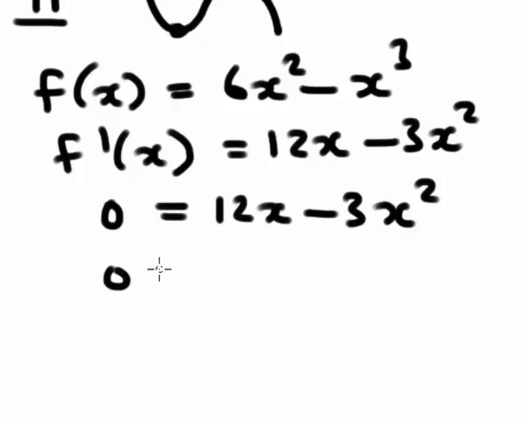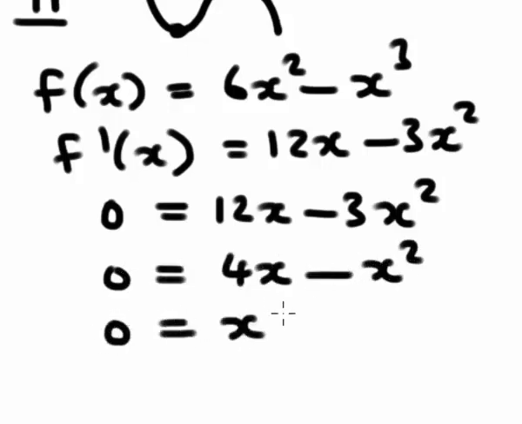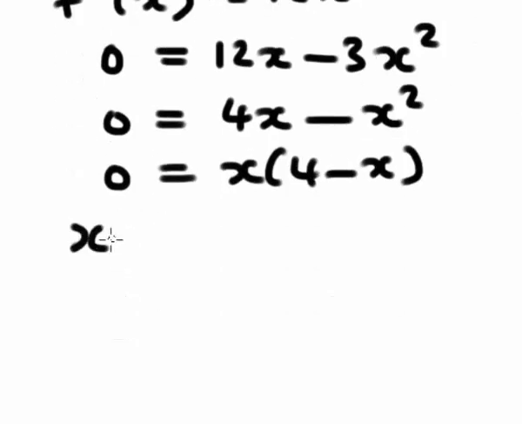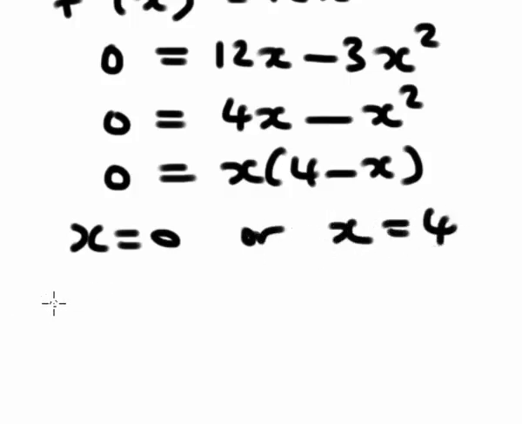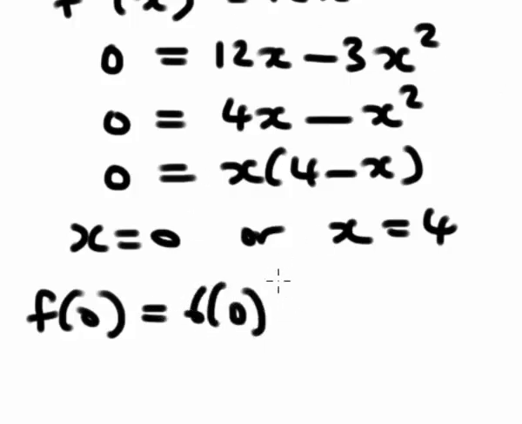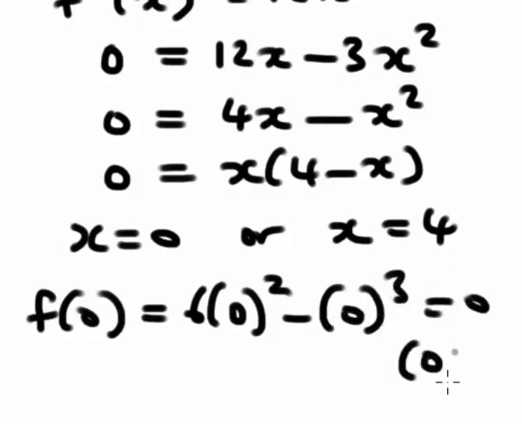Okay, now let's divide throughout by 3. And of course, with this thing, let's factorize it. So our turning points would be at 0 or at 4. Okay, what is the f of 0? Let's plug in the original. It's 6 times 0 squared minus 0 cubed, which is 0. So there's a turning point at (0, 0).